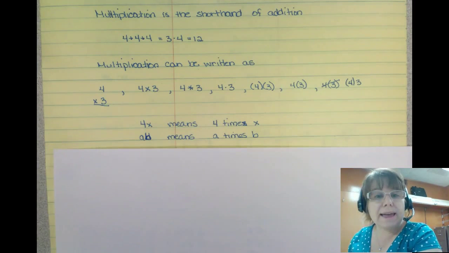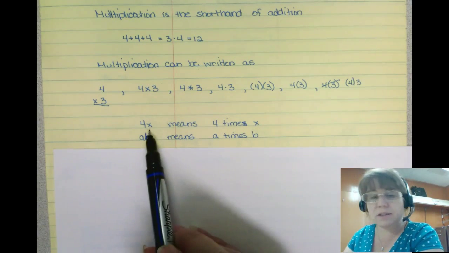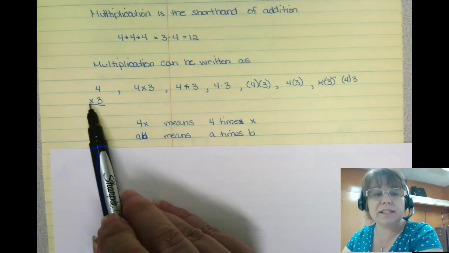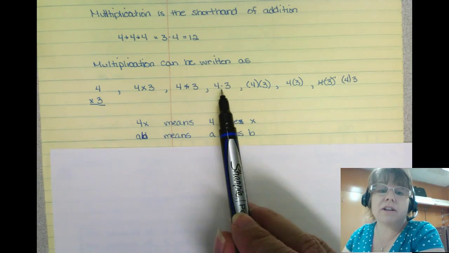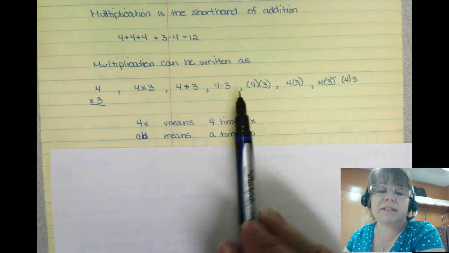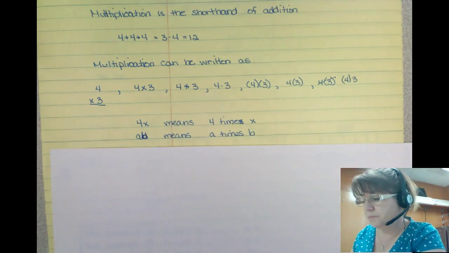So 4x means 4 times x. And this x right here is a variable versus this x means the operation of multiplication. So I prefer this dot notation, so you'll see me use a lot of dot or either parentheses. So AB means A times B.